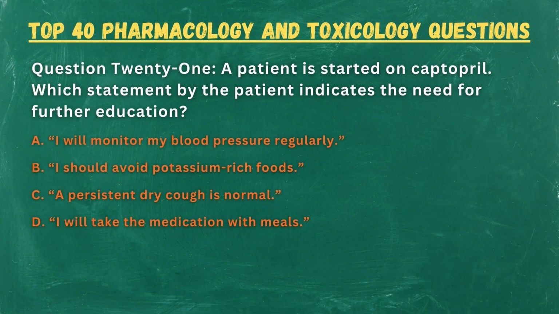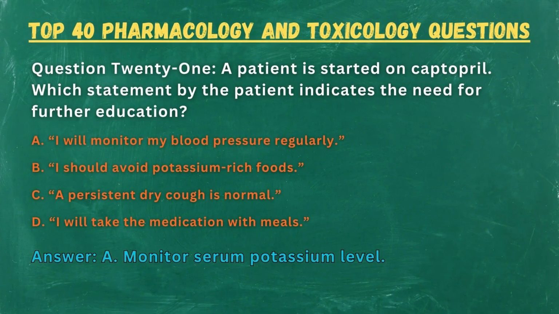Question 21. A patient is started on captopril. Which statement by the patient indicates the need for further education? A. I will monitor my blood pressure regularly. B. I should avoid potassium-rich foods. C. A persistent dry cough is normal. D. I will take the medication with meals. Answer: D. I will take the medication with meals.